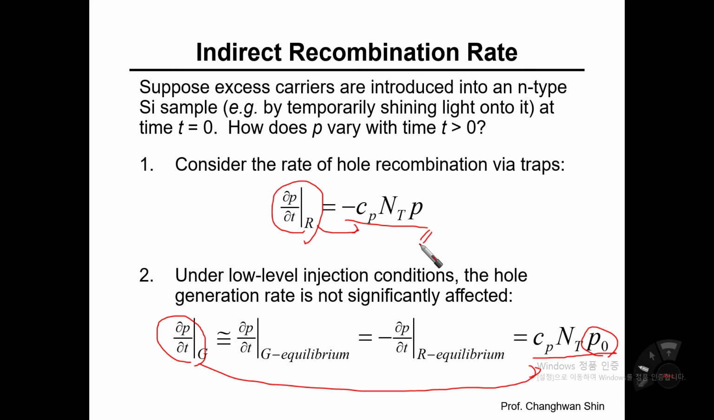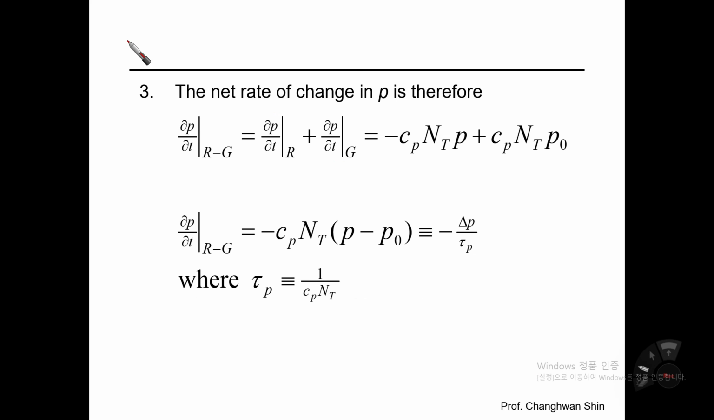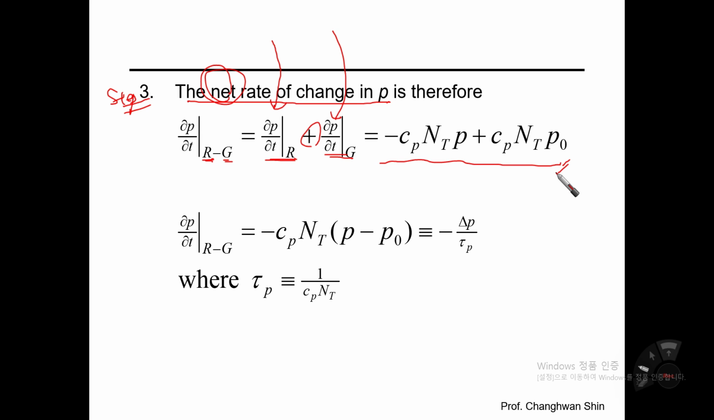Now let's move on. With that in mind, let's move on to step number 3 here. Now let's calculate and estimate the net rate of change in p. In other words, ∂p/∂t by recombination as well as generation, then we can simply add them up. Bring the equations from step number 1 and step number 2, and you're going to get this equation. Now Cp and Nt, those two terms are common, so let's rearrange the terms and we're going to end up with this equation.